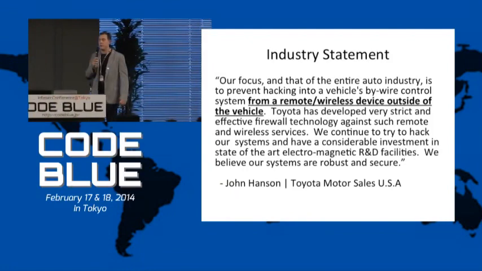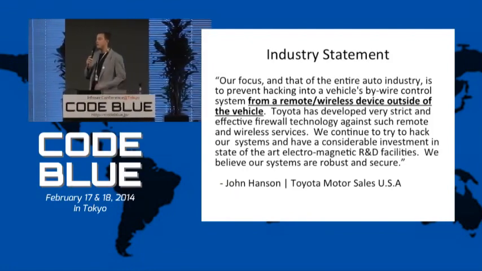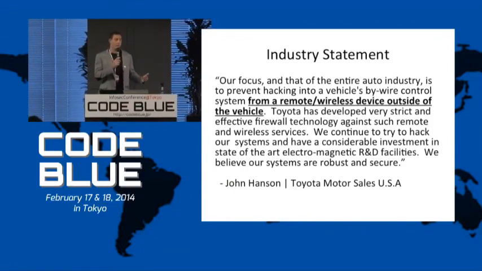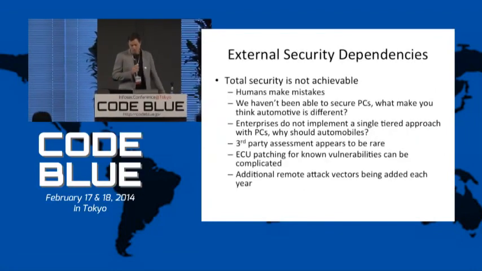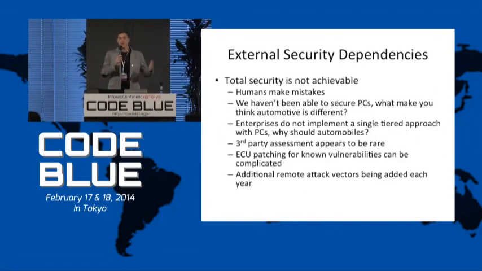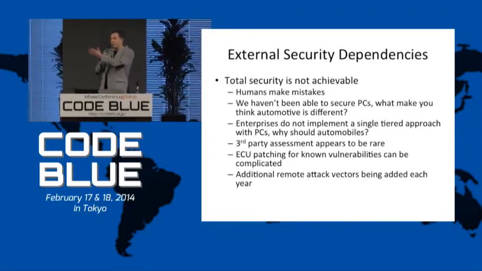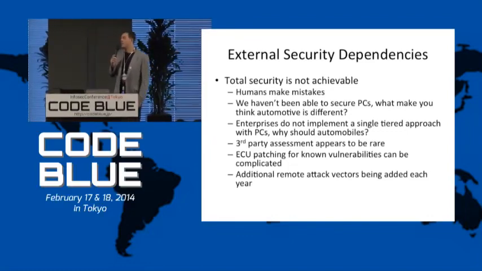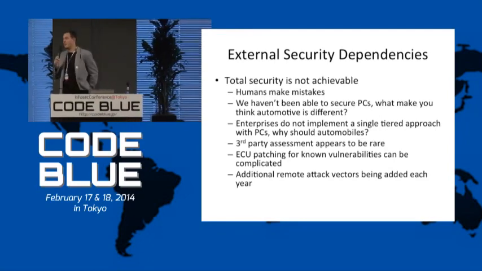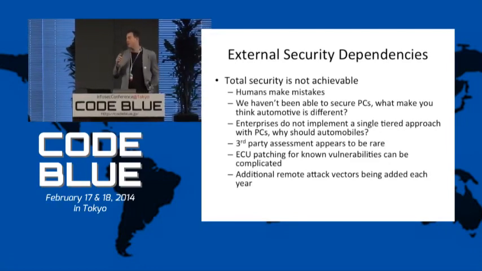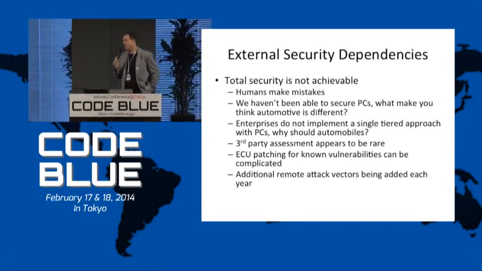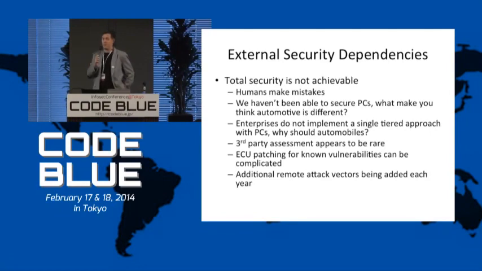As security practitioners, we don't really ever rely on a single layer. We do tiered approaches, right? And I think the same thing is needed for automobiles. Total security is not achievable. I mean, Jeff said this in his keynote. We're humans, we make mistakes. Things are always going to happen. We haven't been able to secure our networks or our PCs. I don't understand why we think cars are going to be any different. They're just a big computer, but they're 4 wheels and they go 100 miles an hour.